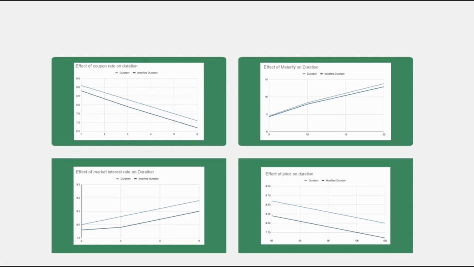Next is the impact of maturity. In this case, all bonds have the same coupon rate and market rate, but different maturities. As the maturity increases from 5 to 20 years, duration rises significantly from 4.5 to 13.8 years. This is expected as cash flows are pushed farther into the future, increasing the bond's sensitivity to interest rate changes.